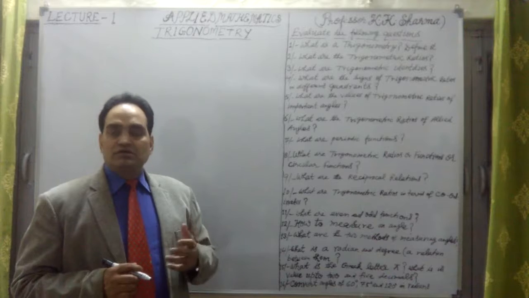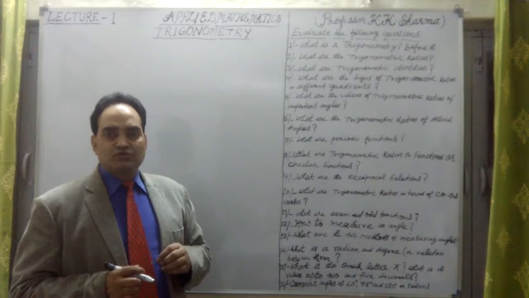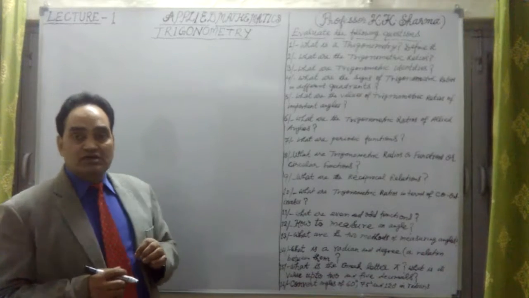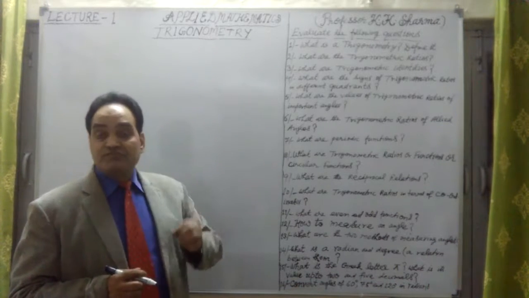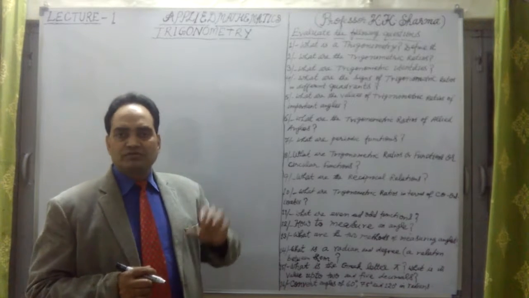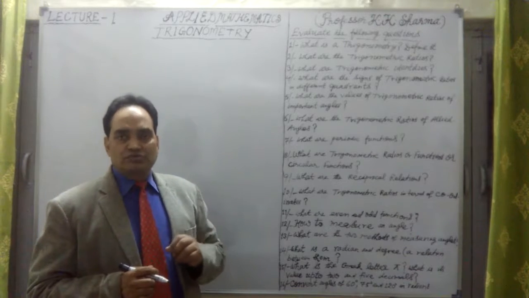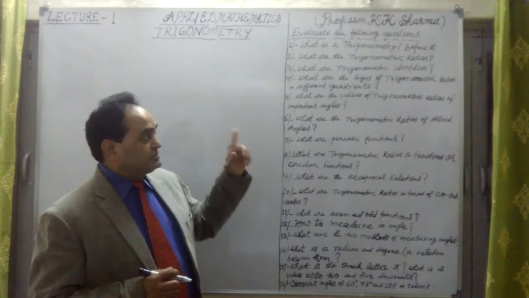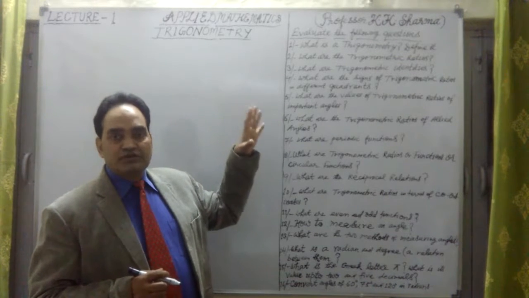Most of the branches of mathematics, like differential calculus, integral calculus, plane geometry, coordinate geometry, and spherical geometry. Most of the branches of mathematics involve trigonometry. That is the important thing I'll talk about. And what is the origin of trigonometry, that I'll talk about. The basic definition of this.